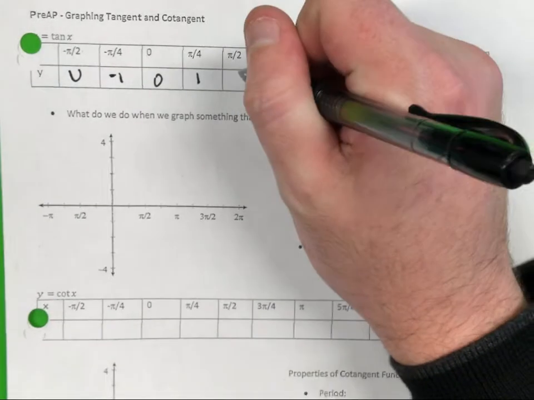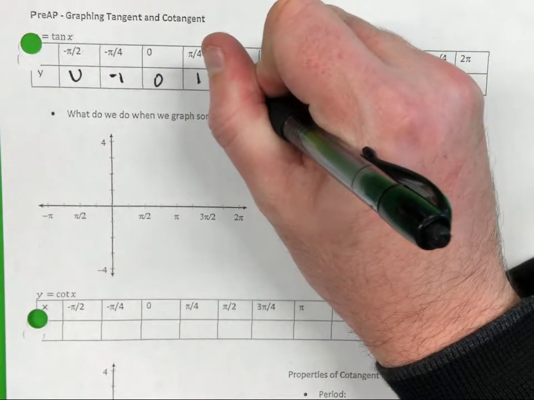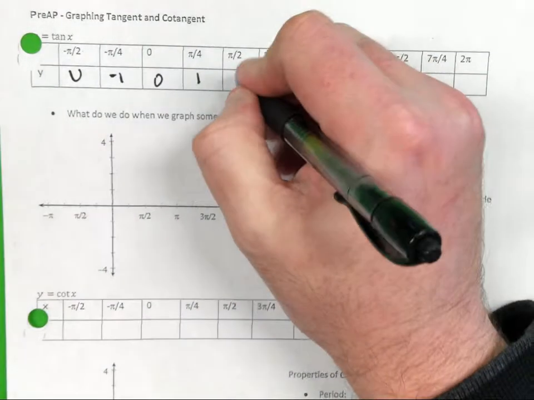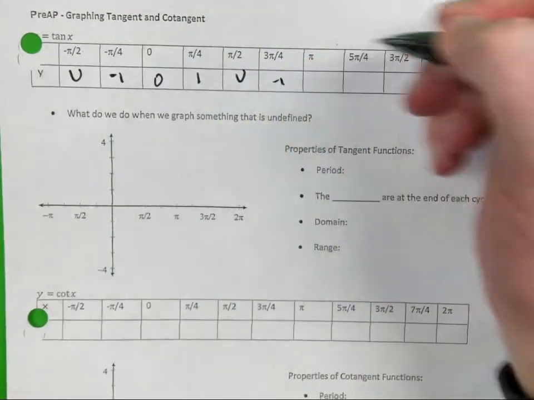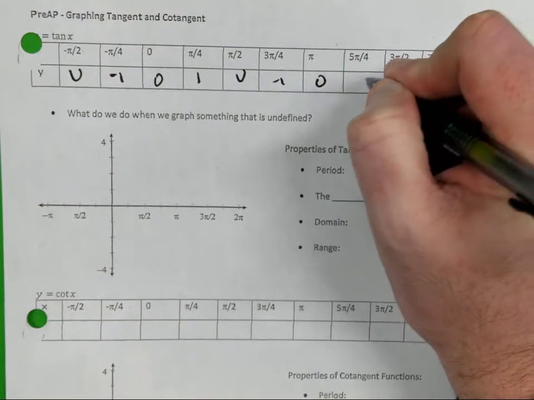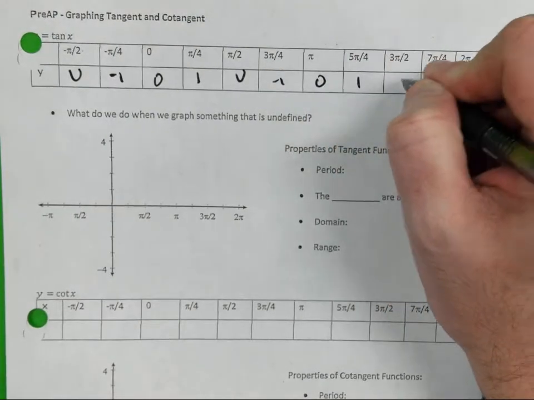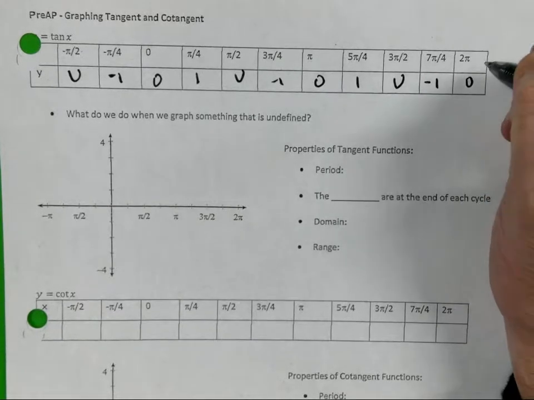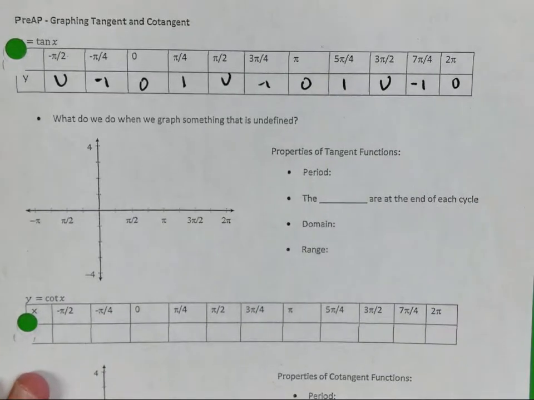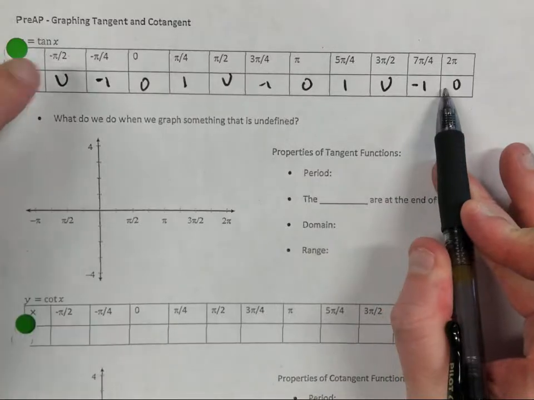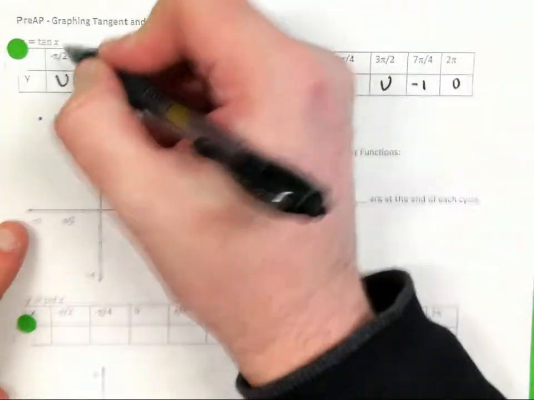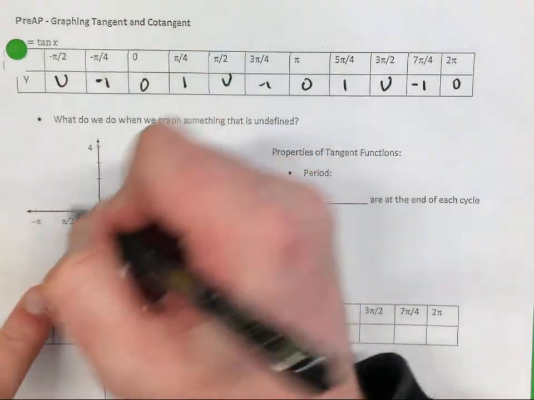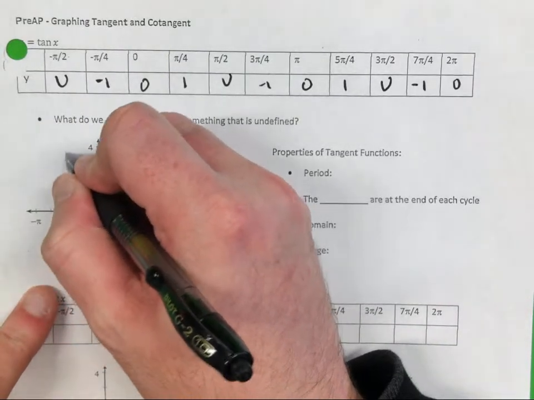All right. What is pi over 2, guys? Everyone. 3 pi over 4. -1. Pi. 0. 5 pi over 4. 1. 3 pi over 2. 5. 7 pi over 4. 2 pi. Very good. Now, guys, what I'm going to do is graph these, okay? At negative pi over 2, it says undefined. So I'm going to put an asymptote. Very good.